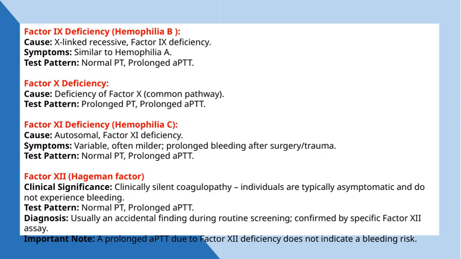deficiencies. Finally, we have Factor XII, or Hageman factor. Interestingly, this deficiency usually doesn't cause any clinical symptoms. It's what we call a clinically silent coagulopathy. People with Factor XII deficiency are typically asymptomatic and don't have a bleeding risk. The lab pattern shows normal PT and prolonged aPTT, but this prolongation doesn't mean they are at risk of bleeding.